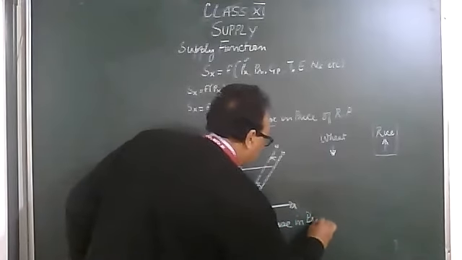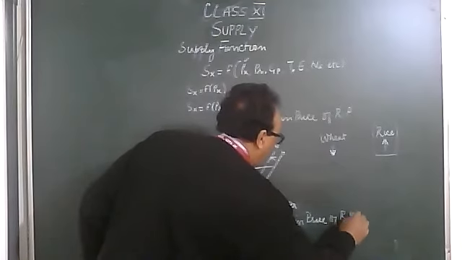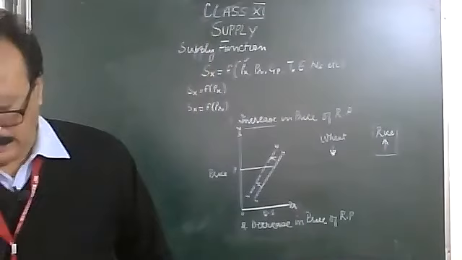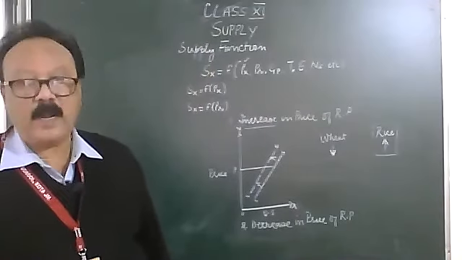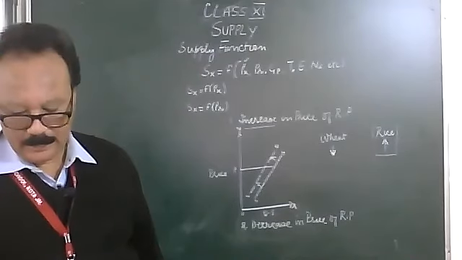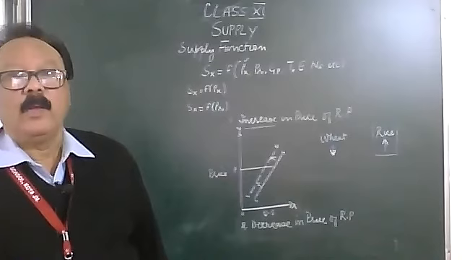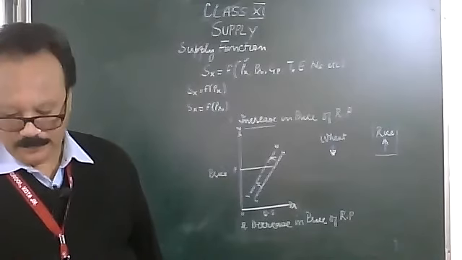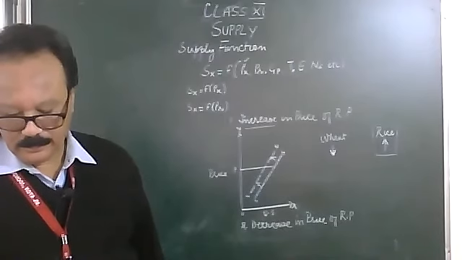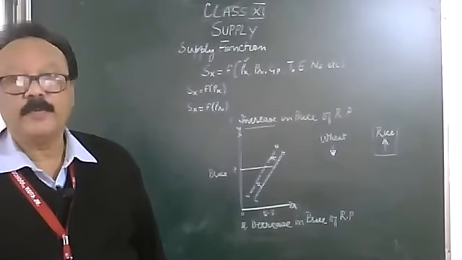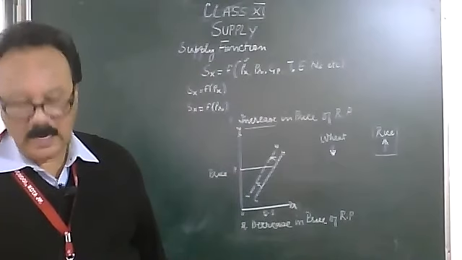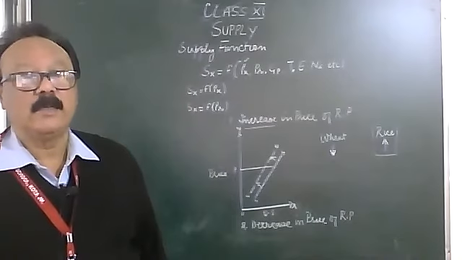Decrease in price of related product. If the price of the related product decreases, then the supply of the commodity under question will rise, because producing the other product is now less profitable.